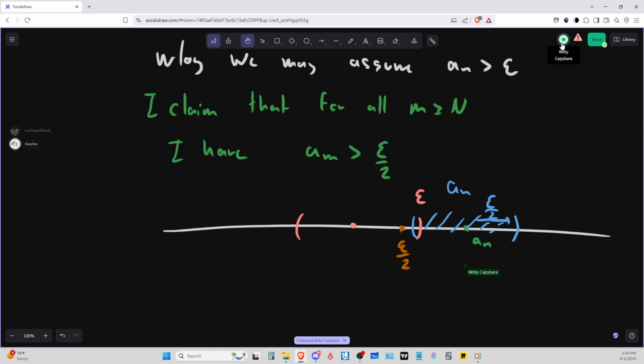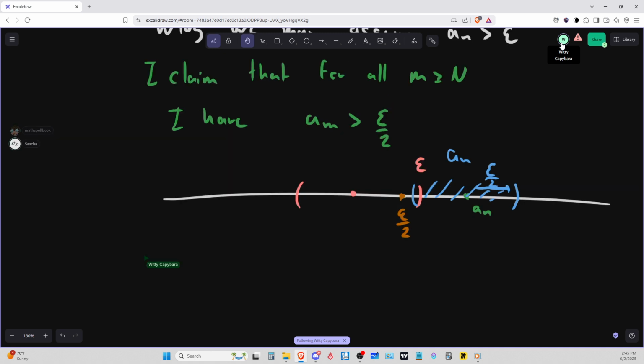Now we'll write the thing here properly. So let's use double star. Let m be bigger or equal to n, and let's apply double star.